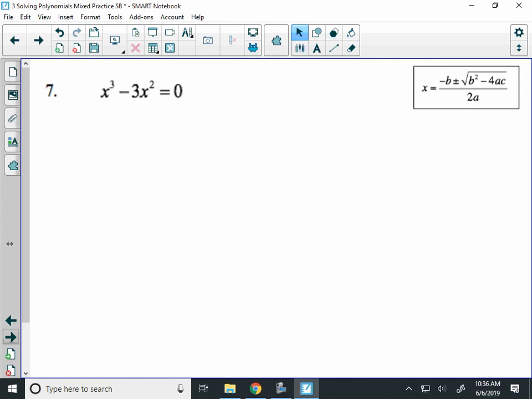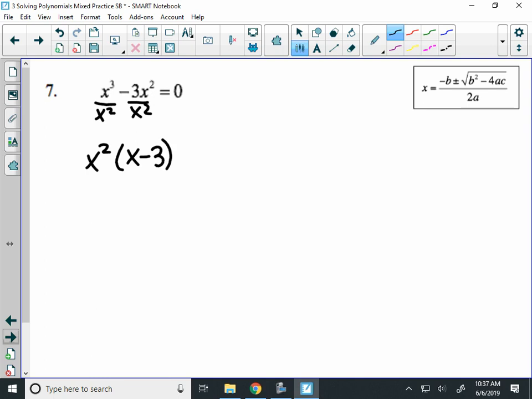All right, number 7, flip your paper over. 2 terms, let's look for a GCF. Looks like I have an x squared in both. So if I pull out an x squared, I'm going to be left with x minus 3. Now here, I'm going to just go ahead and set both factors equal to 0. This is a cubic, so I'll get 3 roots.